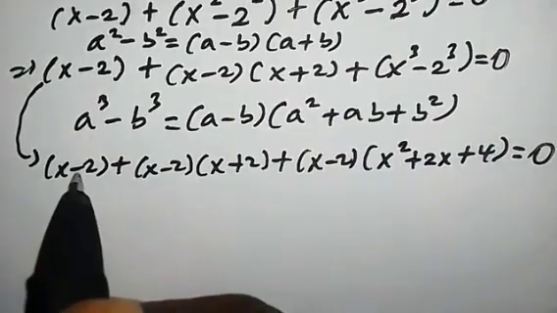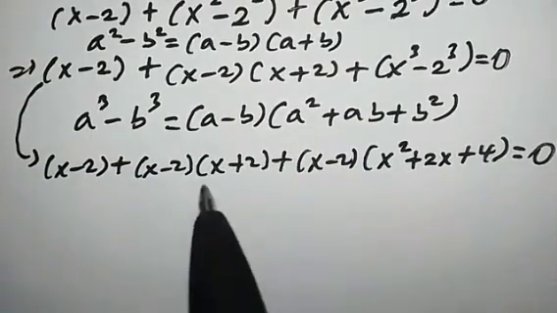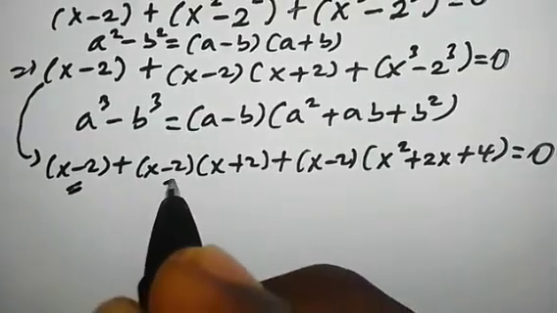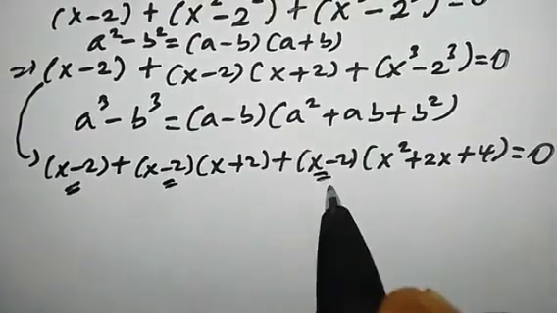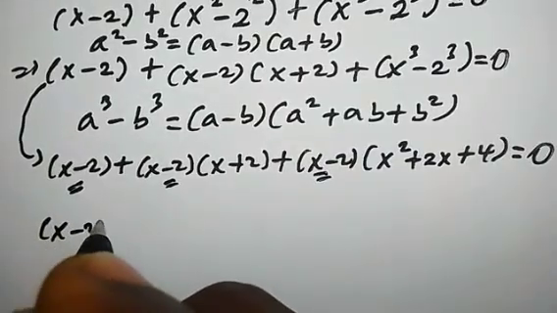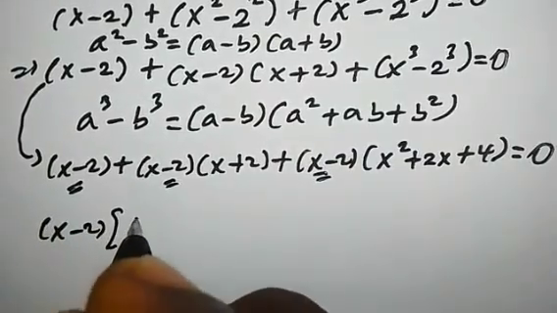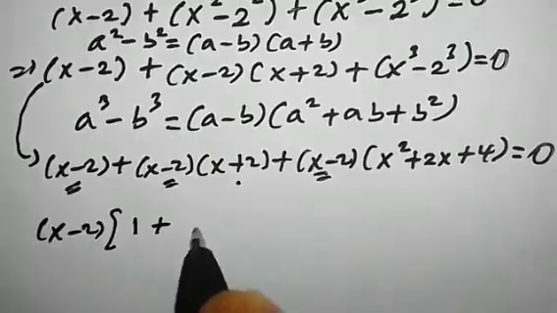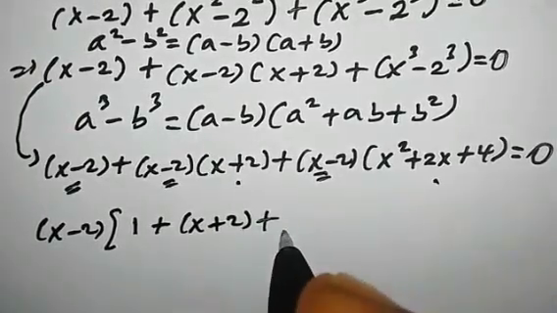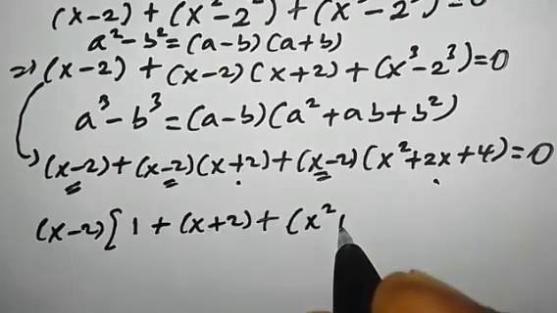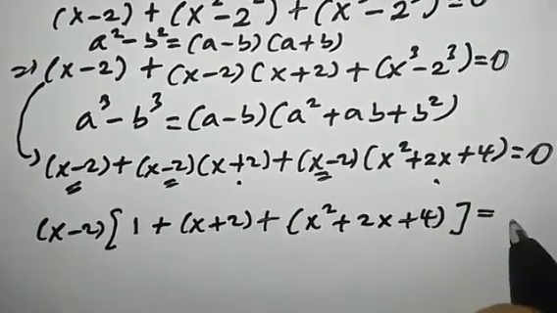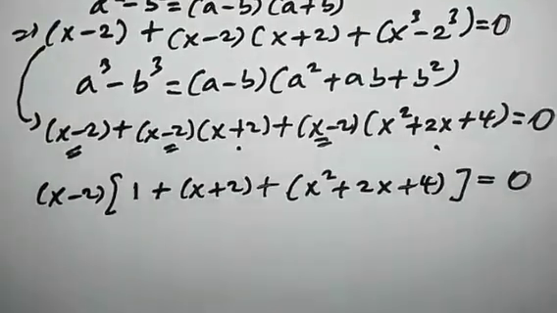What do you notice on this line? You will notice that x minus 2 is common throughout. We can factor it out. So we have x minus 2 into 1 plus x plus 2 plus this x square plus 2x plus 4 equal to 0. Let's proceed further.